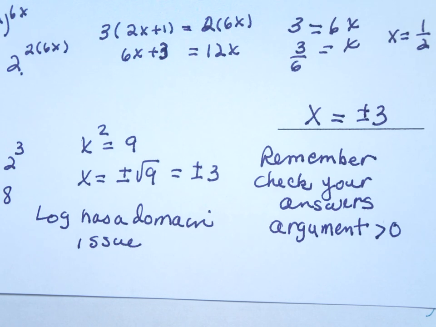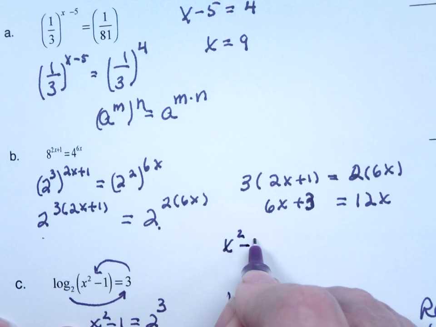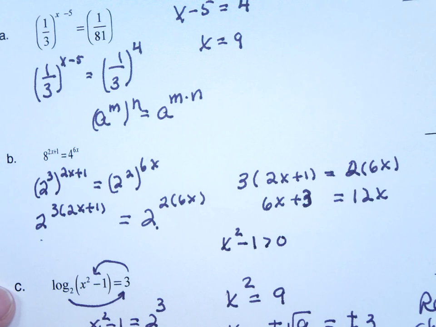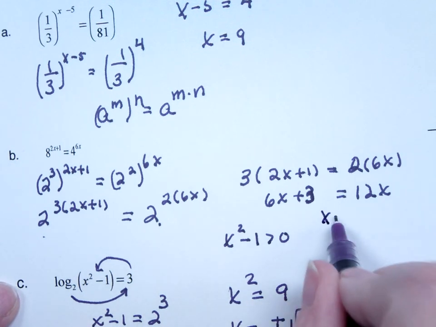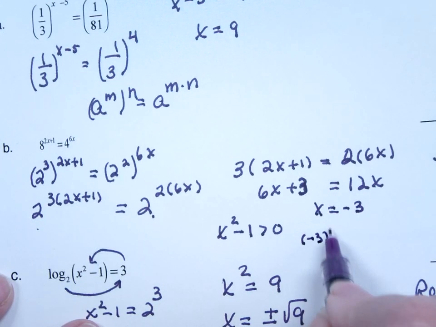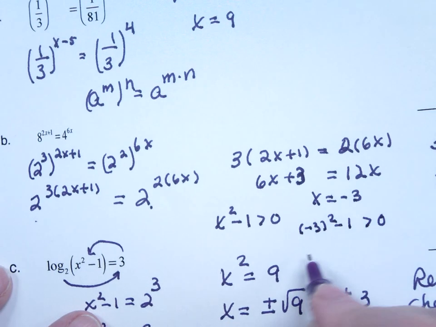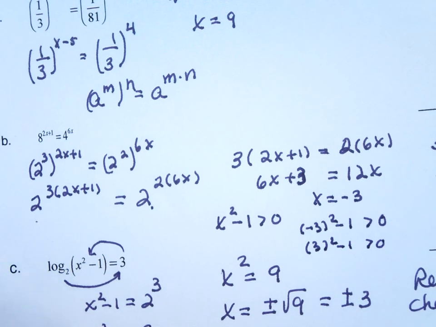So you'd just be using your number line to check that argument? Well, no, remember the argument has to be positive, so that means x squared minus 1 has to be positive, right? You can use the number line if you wanted to, but if I look at x equal negative 3, then negative 3 squared minus 1 is a positive number, right? And 3 squared minus 1 is also a positive number. So it doesn't make the argument negative.